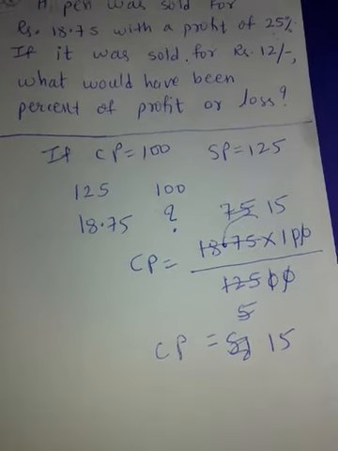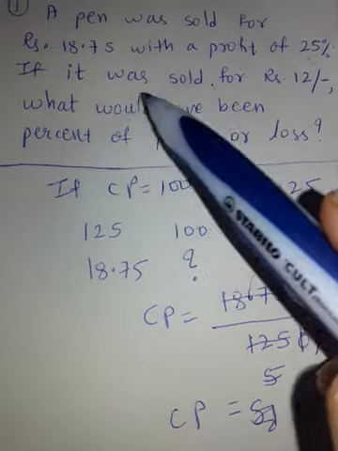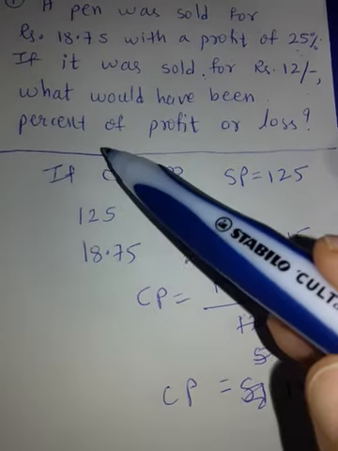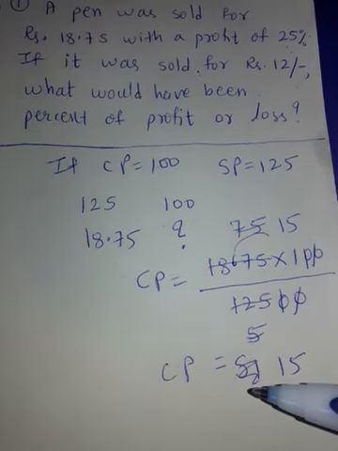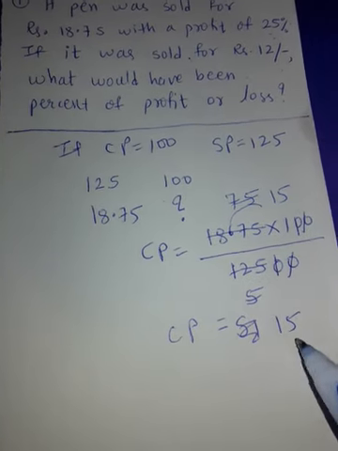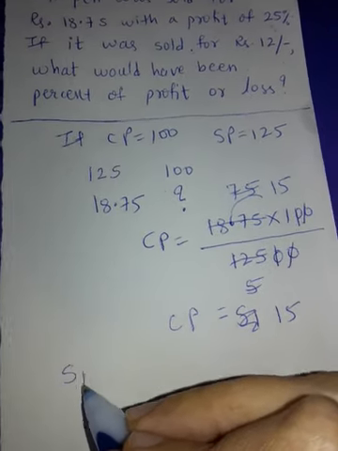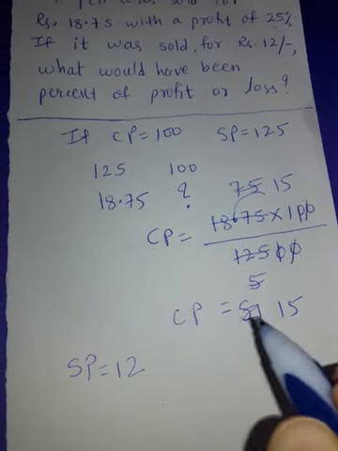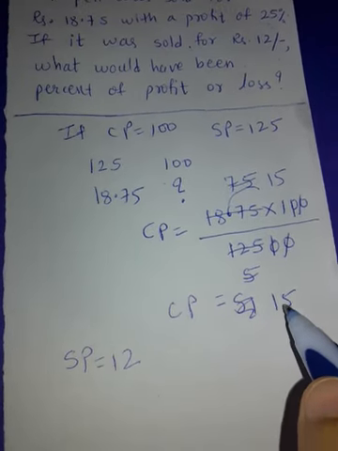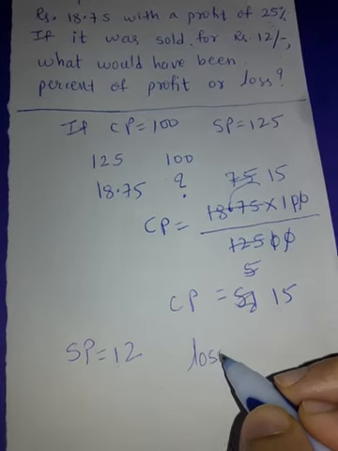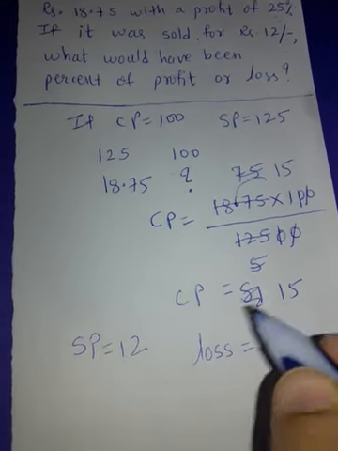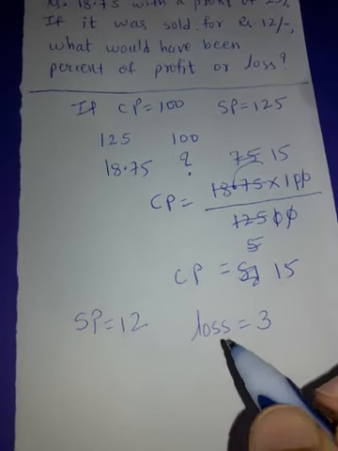Cost price is 15. Now they are saying if it was sold for 12, what will be the percent profit or percent loss? Is it loss or profit? Can you tell me? CP is 15 and now they are saying SP is 12. Bought at 15, sold at 12, that means it's a loss. How much is the loss? 3 rupees, isn't it? 15 minus 12, 3 rupees.